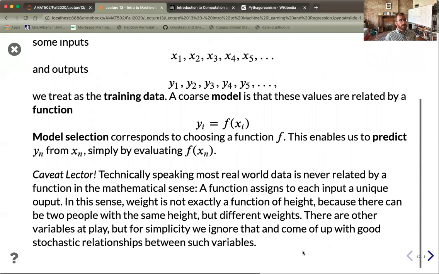So I just want to bring up a warning. Technically speaking, most real-world data is never related by a true function like this. Because in mathematics, a function is defined as something that associates to each input a unique output. But we all know that that's not true. So for example, weight is not exactly a function of height, because there can be people who have the same height, but different weights. So this is an example of how there's stochasticity involved. And so there's some sort of variation, but we can still get trends which are functional.